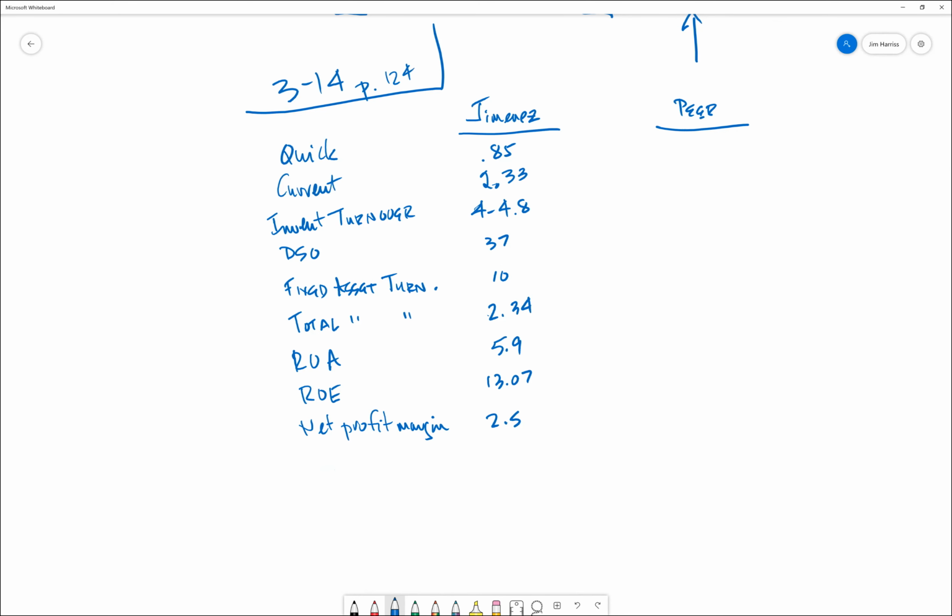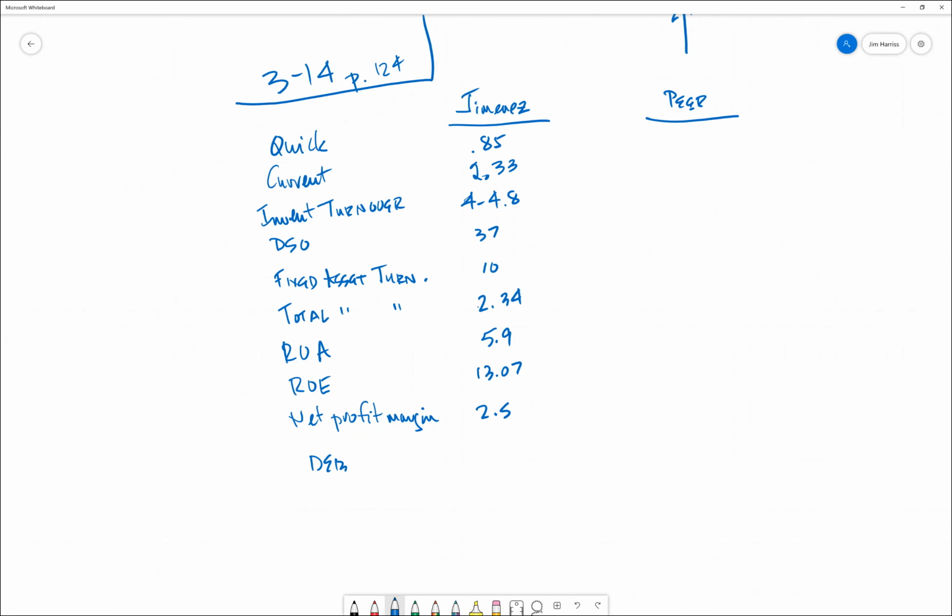He uses debt ratio. Okay, want to make sure I got this right. And that would be 55%. Okay. All right, so that's a percentage. So is that. That's times. That's times. That's days. That's times. And that's times. And that's times. Okay. All right.